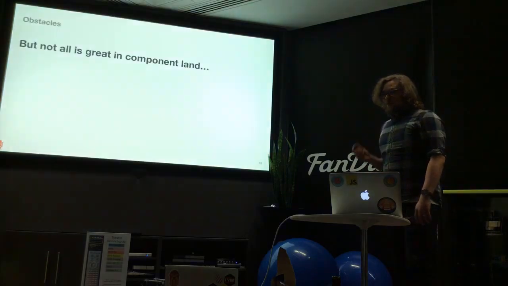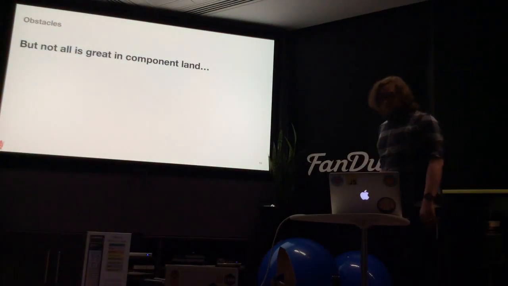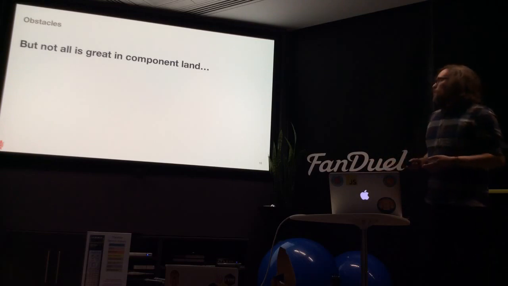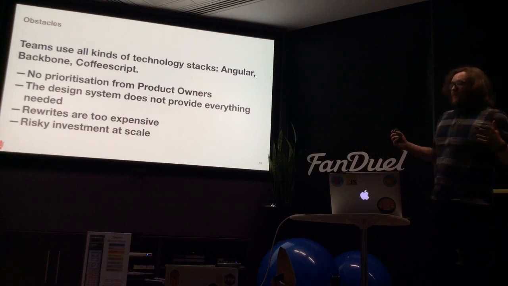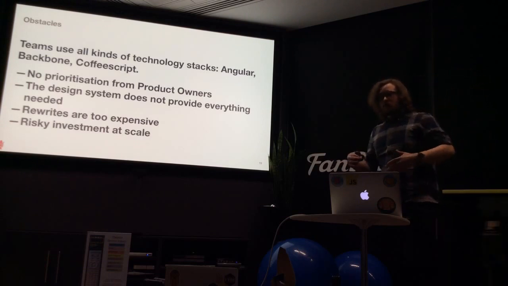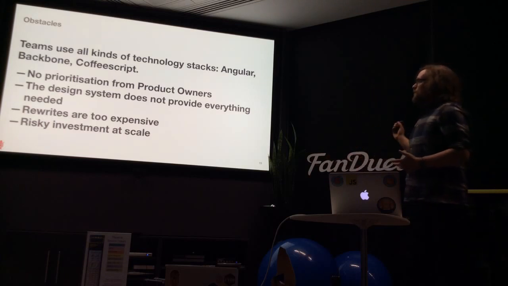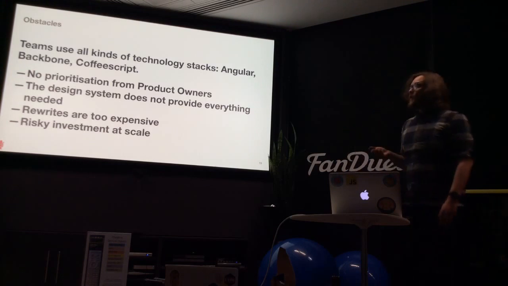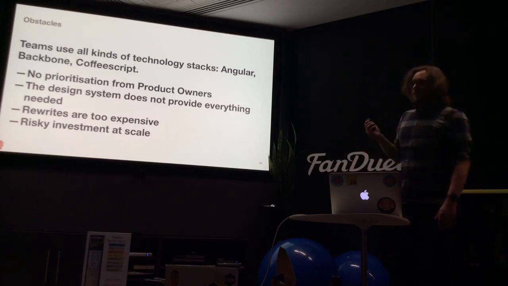But not all is great in component land, so it doesn't really solve all of our problems. We also ran into some obstacles, some of which we have solved, and some that require more ongoing work. One of our main issues is that we're not building something new, but we're trying to roll out this design system to all our existing applications. The teams at Skyscanner use all kinds of different technology stacks. We have a couple of Angular applications. We have a lot of Backbone and some CoffeeScript, because that was very in three years ago.